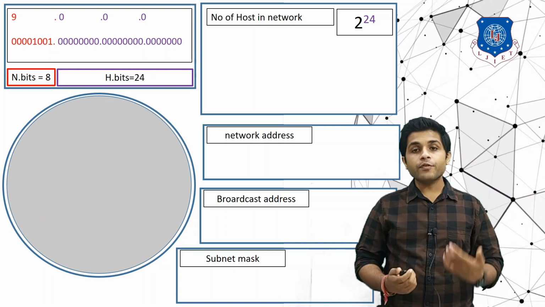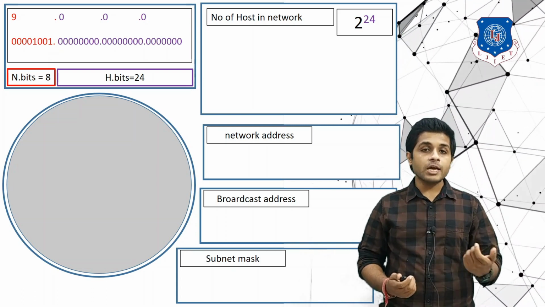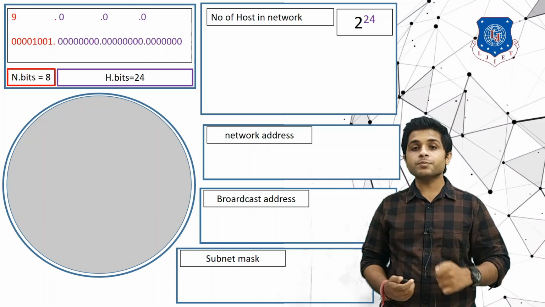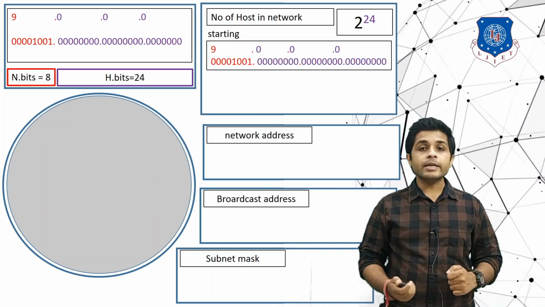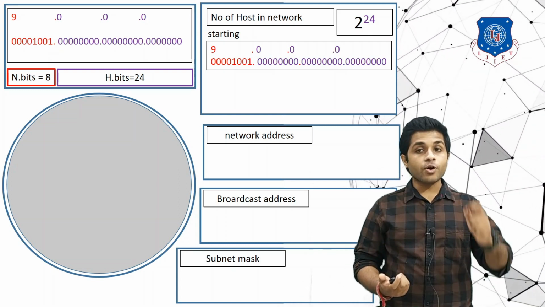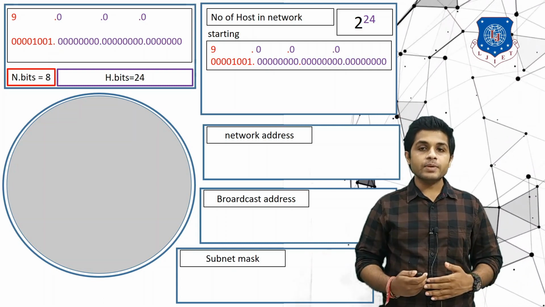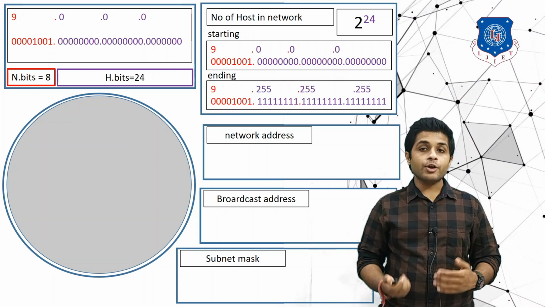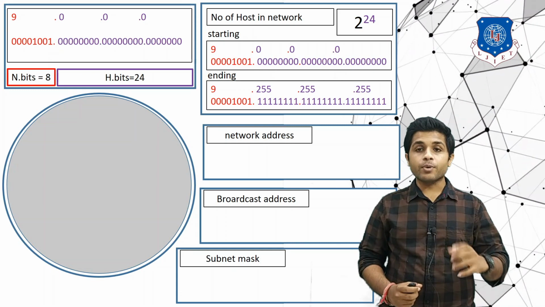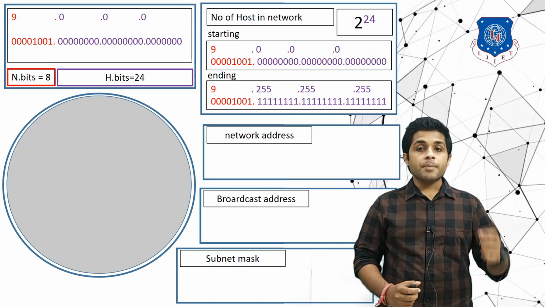I want to find the first IP address of this given network. To find the first IP address, the value of the network bits cannot change, so we set all the host bits to 0 and you get 9.0.0.0. To find the last IP address of the same network, we set all the host bits to 1 and you get 9.255.255.255.